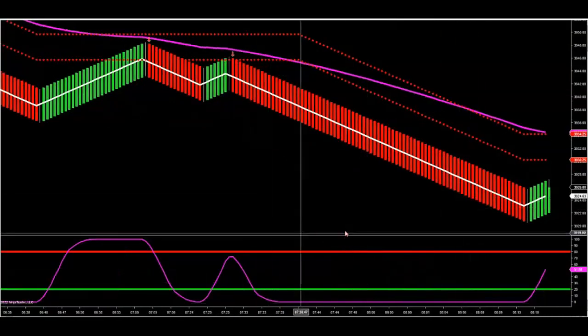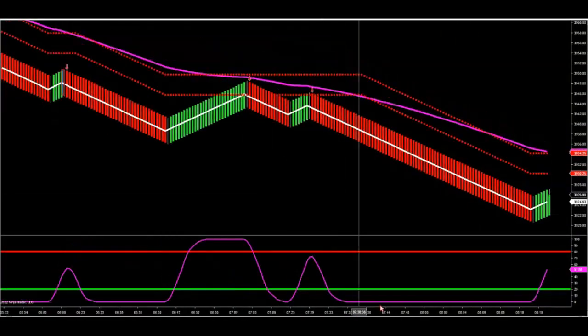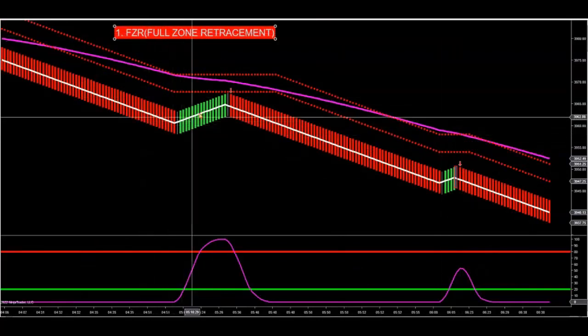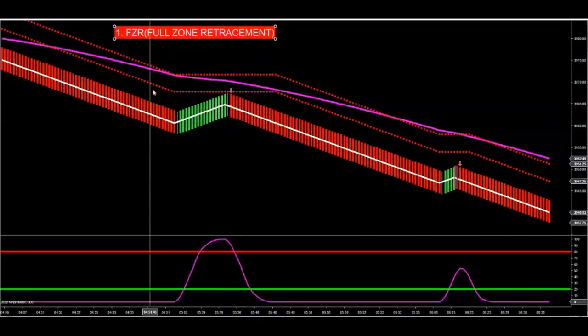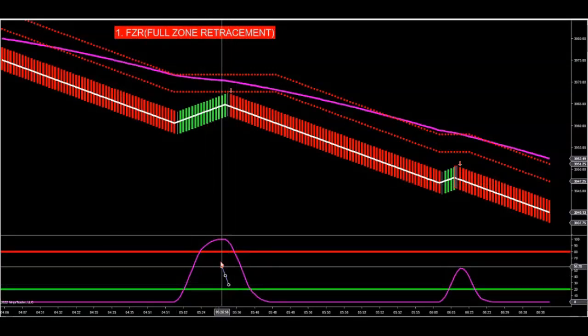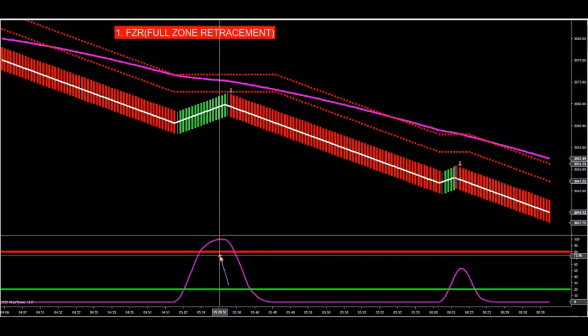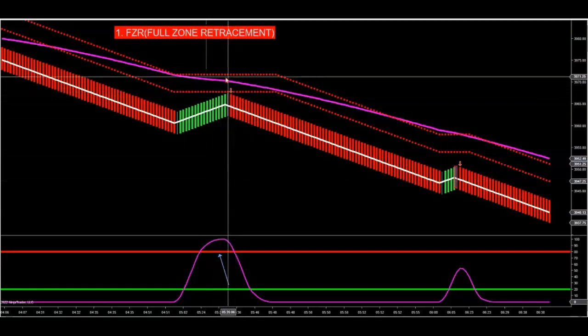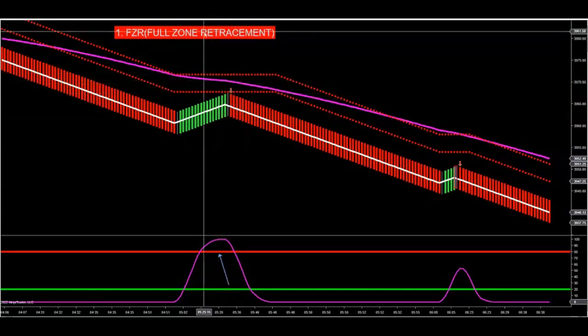So if I make it larger here, get over here a little bit. So that's a full zone retracement. You see we came up, and why it's a full zone retracement, if you look at this oscillator below, we have a 20 and 80 line. The 80 line is red and the 20 line is green. So once you get above 80, it's no longer a momentum trade because the price is retracing too much. So if you get above 80 and you get at the zone or inside the zone, then this is a setup. This is called a full zone retracement.